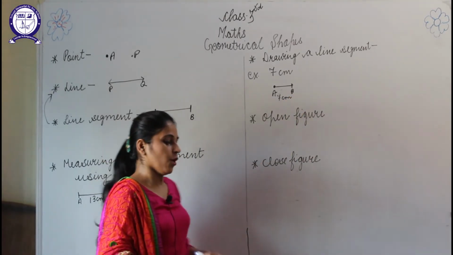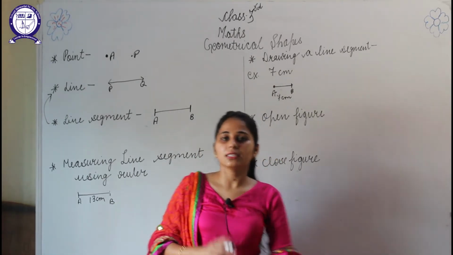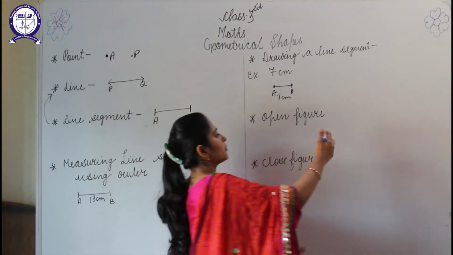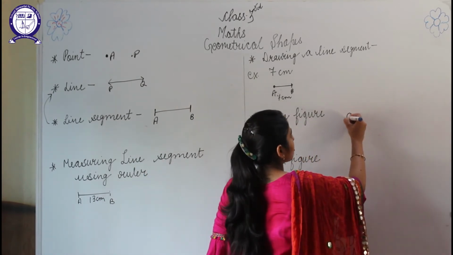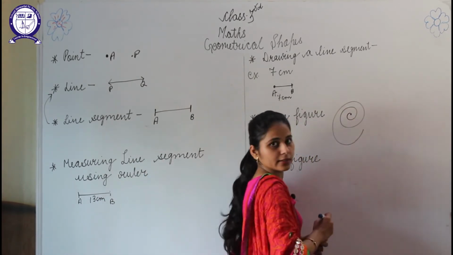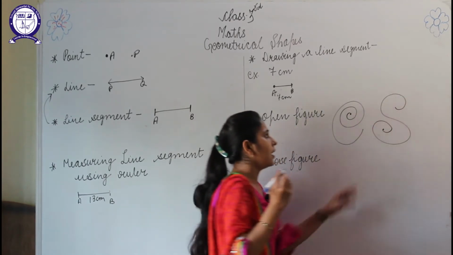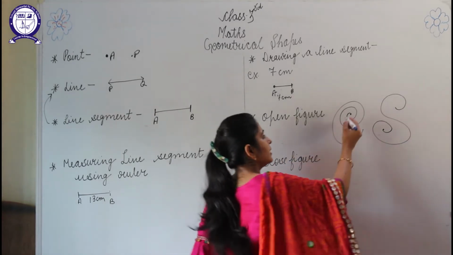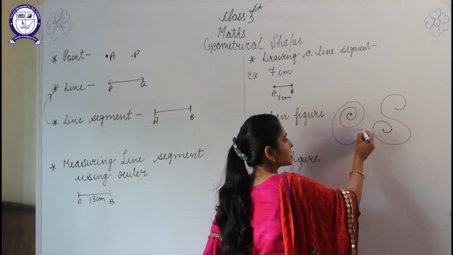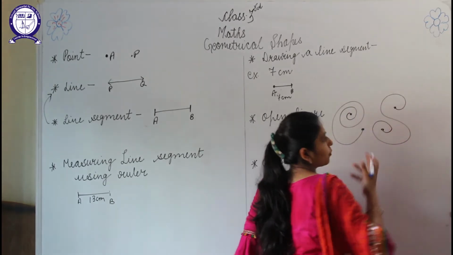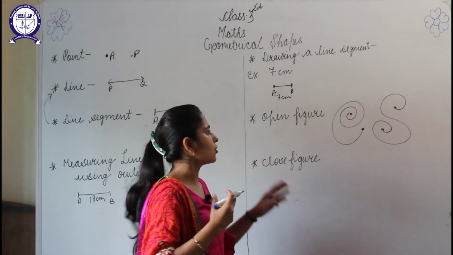Now, open figures. Open figures, students, are figures whose ending point and beginning point are different. Suppose I start from this point to draw a figure and I end here. Or suppose I draw this figure and it ends here. But these are different, because in this figure this is the beginning point and this is the ending point. In this figure this is the beginning point and this is the ending point. Both are different. So these are known as open figures.